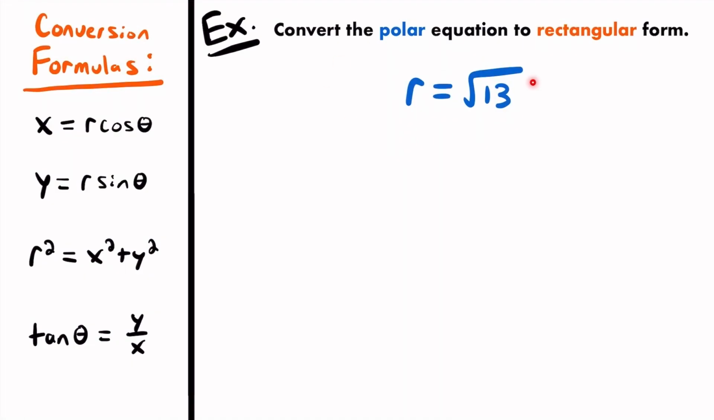All right, so here's our first example. We want to convert the polar equation to rectangular form. And our polar equation is r equals the square root of 13.